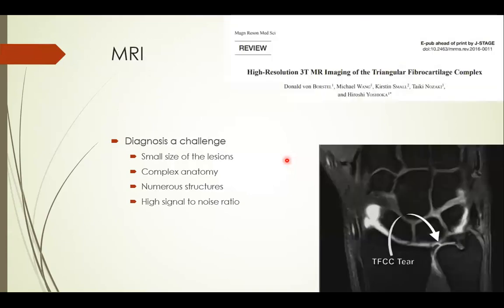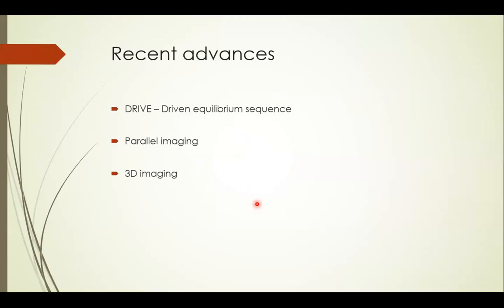MRI, just like ramp lesions presented in the last week, diagnosis here is also a challenge. Sensitivity is high, but specificity is very low. Small size of the lesions, complex anatomy, the numerous number of structures, and the high signal to noise ratio are given as the reasons for this challenge in diagnosis. However, due to recent advances, especially the DRIVE procedure, that is driven equilibrium sequence, or parallel imaging or 3D imaging, it helps to increase the specificity to a certain extent.